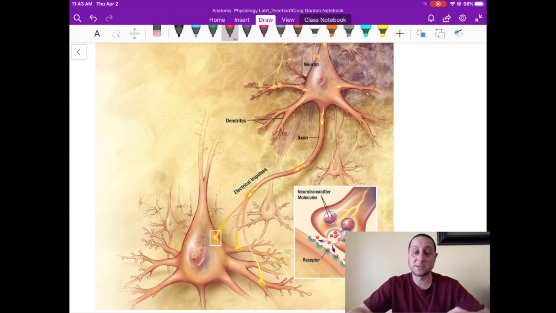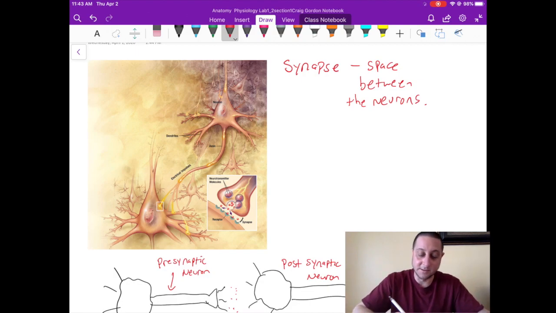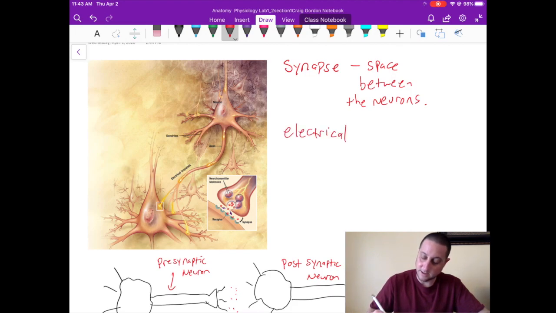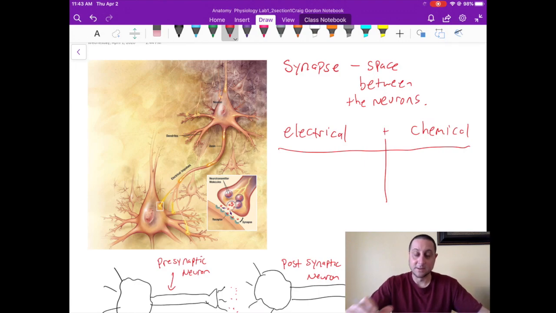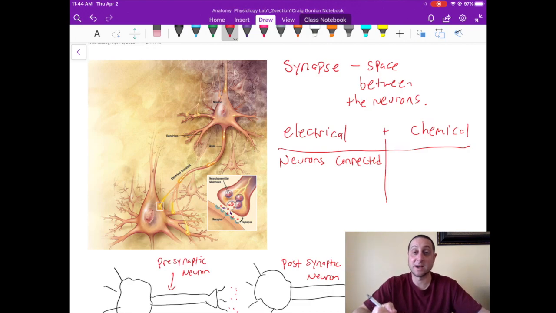So we have two different types of synapses, or two different types of, I don't know how we say it, how we stimulate other neurons. We have electrical and chemical. In electrical connections, the neurons are connected together. So if you took living environment, we always said there was a space. In this situation, there's not, and there's a reason for it.